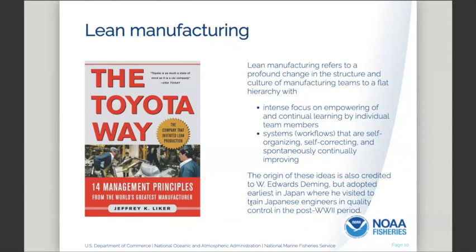So lean manufacturing is talking about this change in the team culture and this idea of these systems that are self-organizing and self-correcting. And this is systems of people. So lean manufacturing is really focused on the human side of the team and the group dynamics and trying to get the group dynamics right so that the team can be very high functioning.